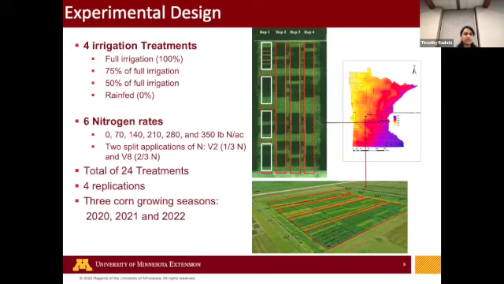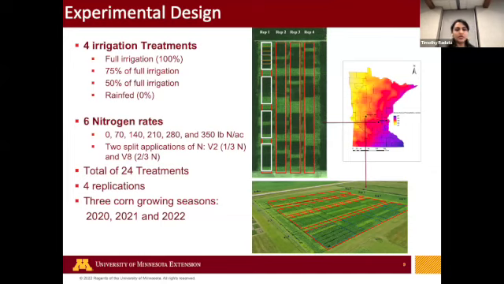So this is the experimental design. We are looking at 4 irrigation treatments: full irrigation, 100%, 75% of full irrigation, 50% irrigation, and rain-fed. The right hand side picture on the top is the Becker Research Station. The bottom is the Rochold Farm. Same design: we have 4 irrigation treatments, 6 nitrogen rates starting from 0 to 350 pounds of nitrogen per acre. And we are putting this nitrogen urea in split applications at V2 and V8. So 1/3 nitrogen at V2 and 2/3 at V8.